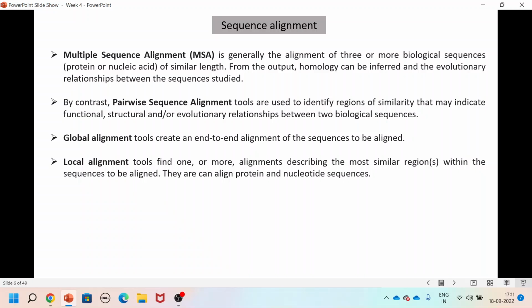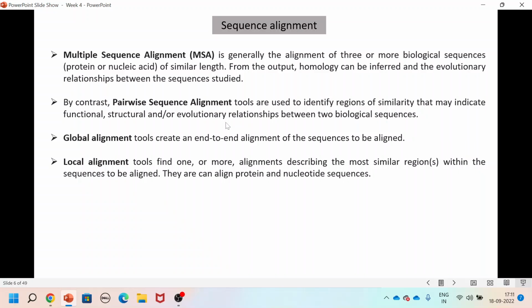Sequence alignment can be divided into various types. It can be a multiple sequence alignment. As the name suggests, it is generally the alignment of three or more biological sequences of similar length. And from the output, homology can be inferred and the evolutionary relationship can be studied. On the other hand, pairwise sequence alignment, as the name suggests, involves a pair of sequences. These are the tools that are used to identify the regions of similarity that may indicate the functional, structural, or evolutionary relationship between two biological sequences.